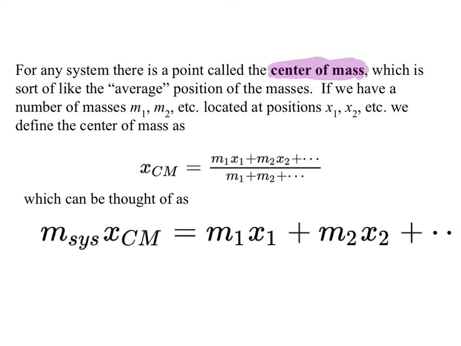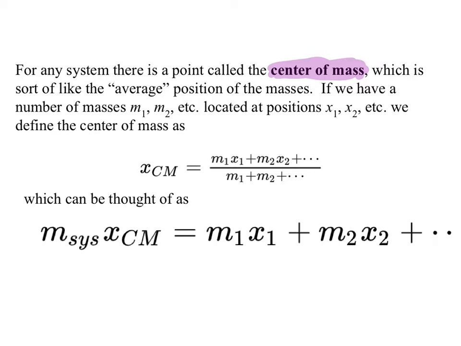If we have a number of point masses, m1, m2, etc., each located at positions x1, x2, etc., then we define the center of mass position as the sum of m1 x1 plus m2 x2 plus m3 x3 and so on, over the sum of all the masses, m1 plus m2 plus m3 and so on. Textbooks like to write it this way.